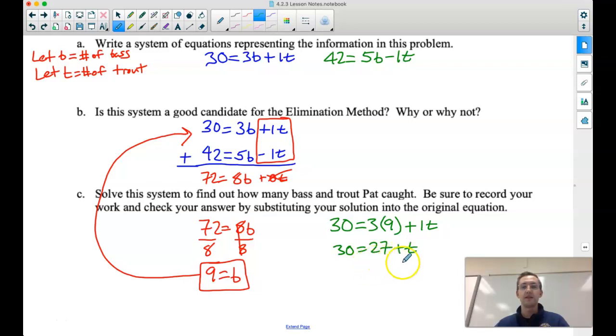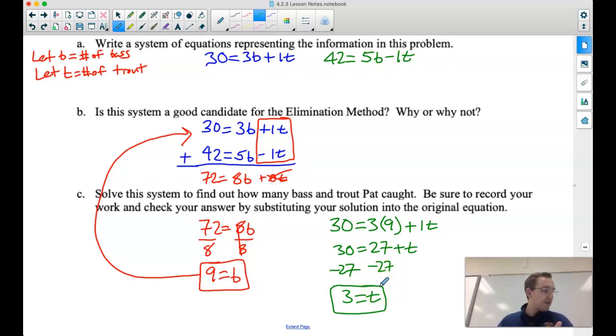So to get t by itself, we have to subtract 27 from both sides, and we're left with 3 is equal to t. So we get 3 bass and 3 trout for this fishing competition. And that is how many fish he caught of each.